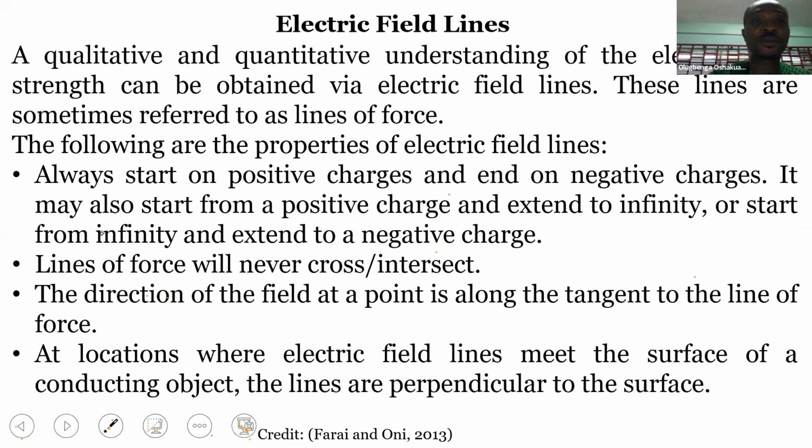So we have some rules here that say the properties of field lines: they start from positive charges and end in negative charges. It may start from a positive charge and end at infinity. It may start from infinity and end in a negative charge. Lines of force never cross, they don't intersect. The direction of the field at a point is along the tangent to the line. At locations where electric field lines meet the surface of conducting bodies, the lines are perpendicular to the surface.